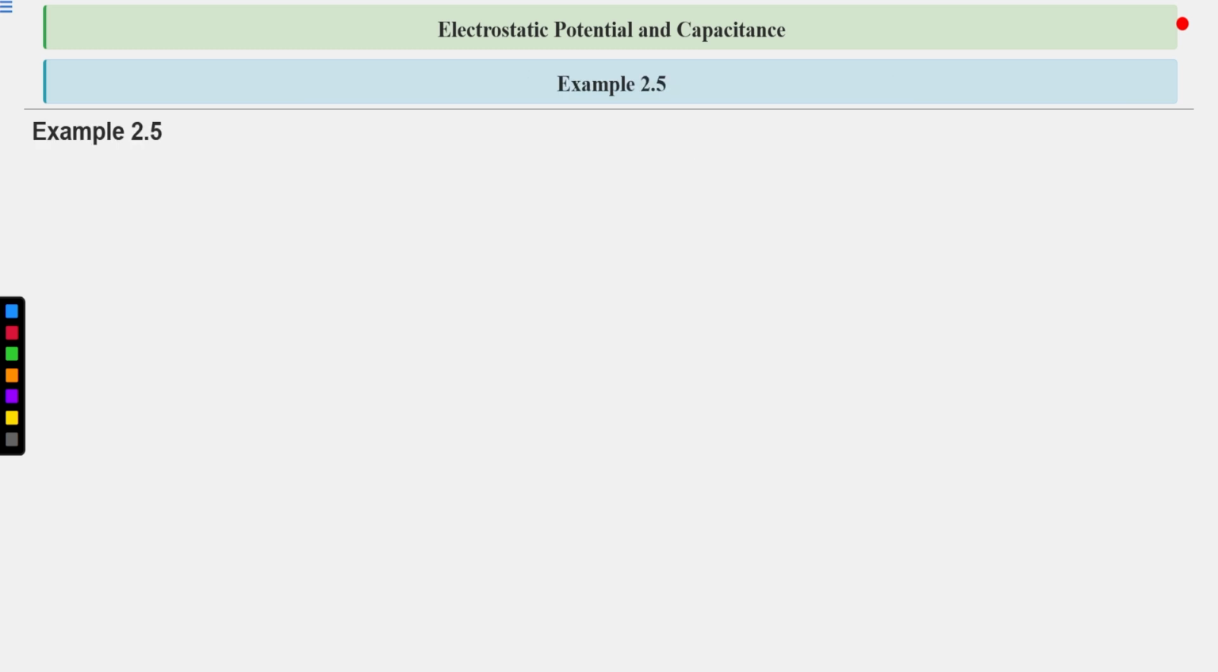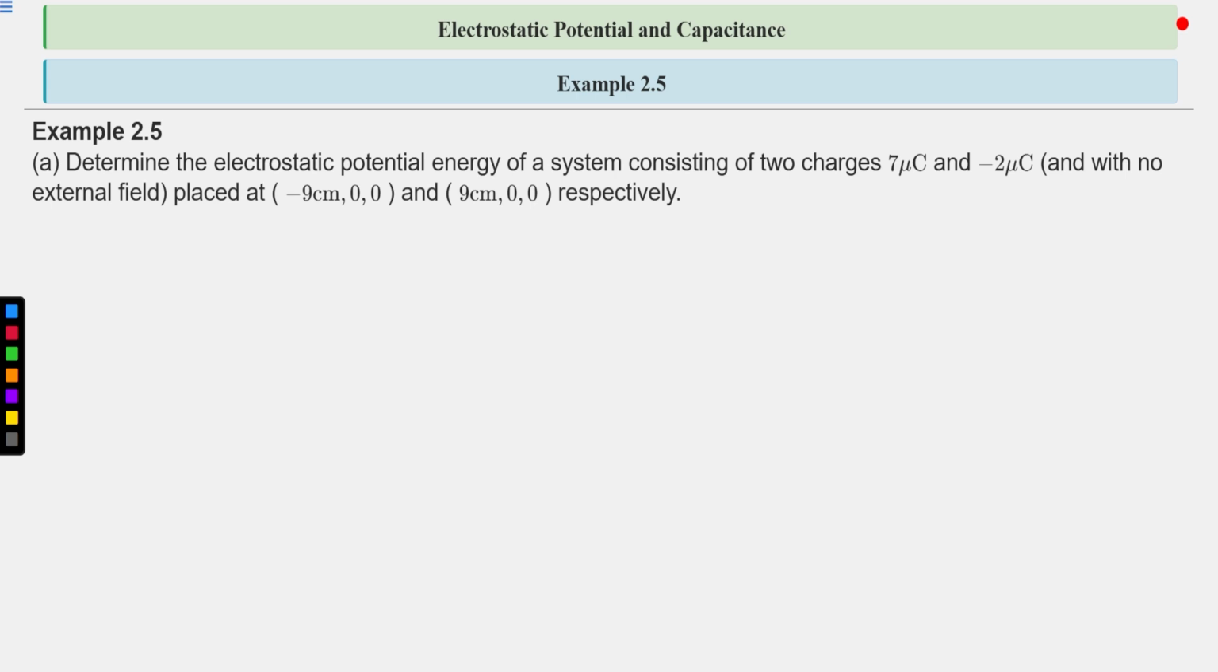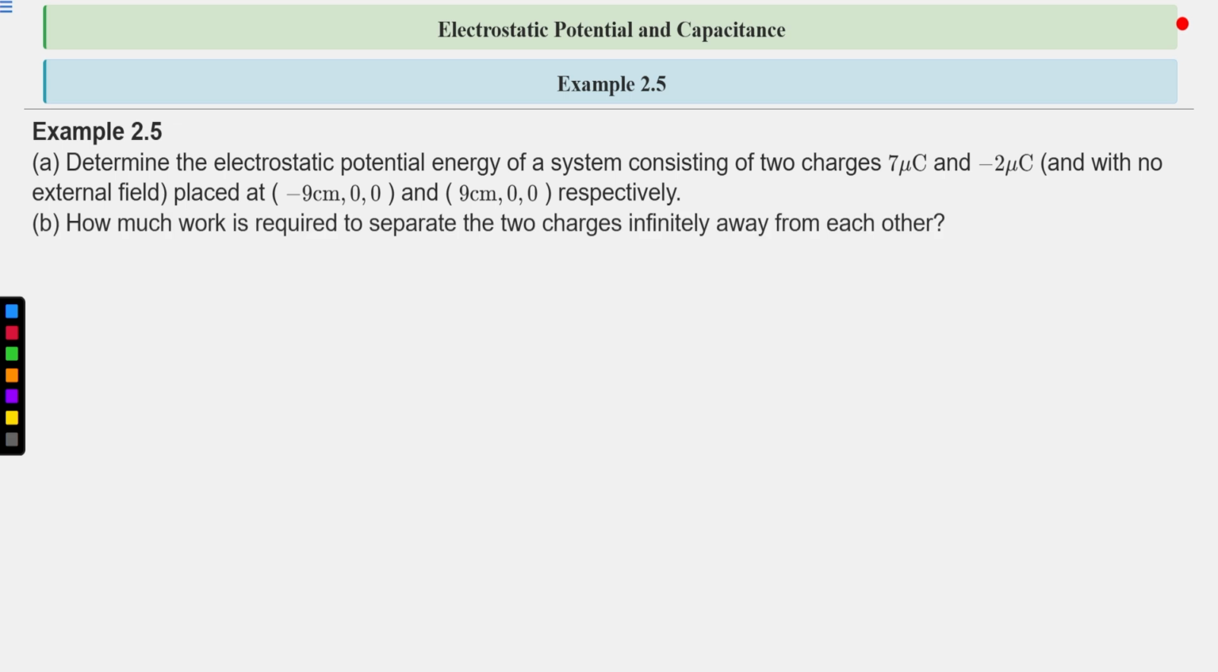Now, example: determine the electrostatic potential energy of a system consisting of two charges. There are two charges, with no external field present there, placed at minus 9 centimeter, 0, 0, which is on the negative x-axis, and another charge is present at 9 centimeter on the positive x-axis, and the other two axes have value 0 respectively. Second part is how much work is required to separate the two charges infinitely away from each other. Now we are forming a configuration and we are bringing charges from infinity. Now again, after forming the configuration, we are separating these two charges infinitely away.